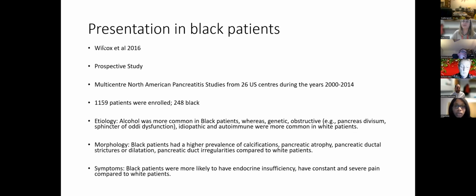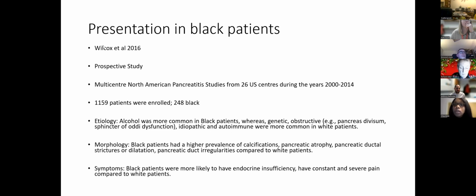So Wilcox et al. was a prospective study, and this study looked at patients in a multi-center North American pancreatitis study from 26 US centers during the years 2000 to 2014. During that period, they had 1,159 patients enrolled, of which 248 patients were Black. And I think it's important to look at the ethnic variations, because these patients had different etiologies for chronic pancreatitis.